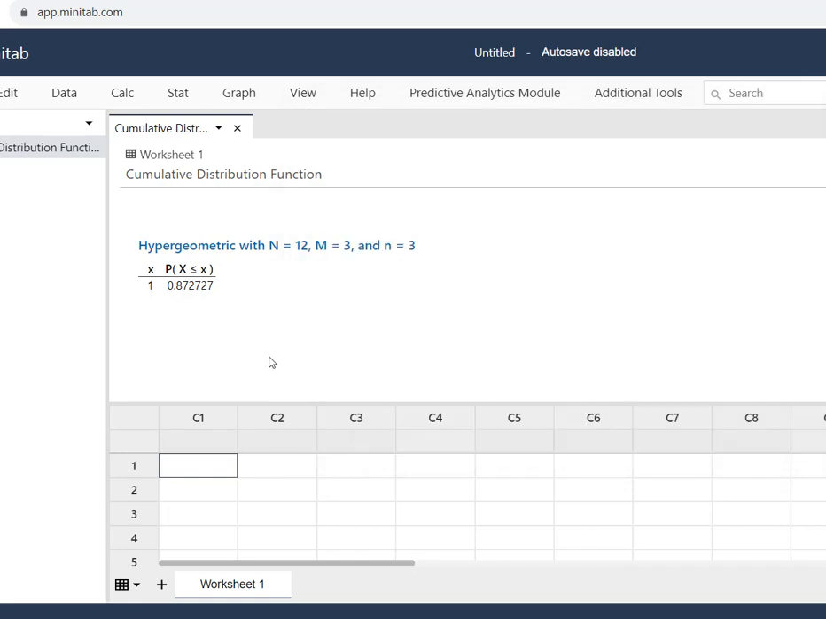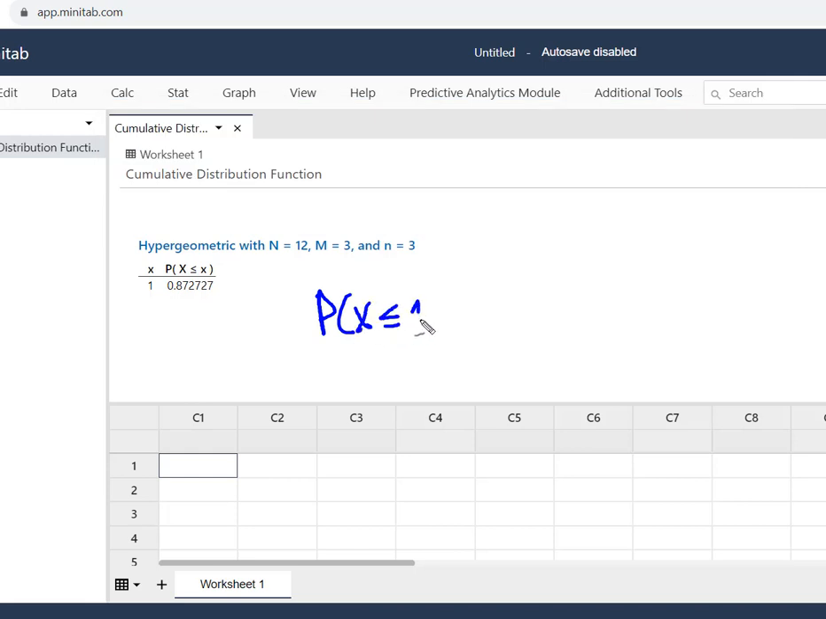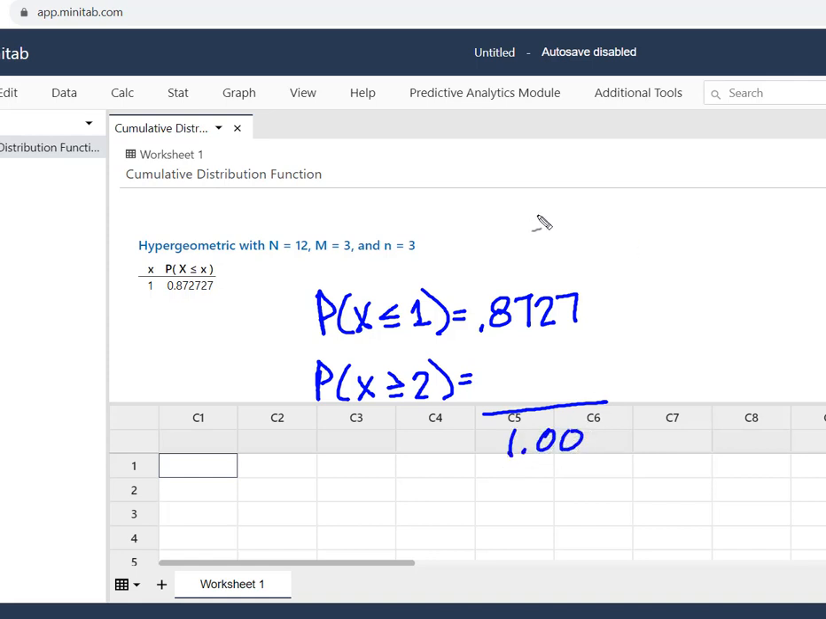And it's going to give me 0.8727, except that what we have to remember is that this is the probability of less than or equal to 1. So the probability that X is less than or equal to 1 is my 0.8727, but I wanted the probability of 2 or more, and I know that this probability plus this has to equal 1, so I'm going to take 1 minus my 0.8727, and that's going to give me a probability of 0.1273, and that's the probability of 2 or more.